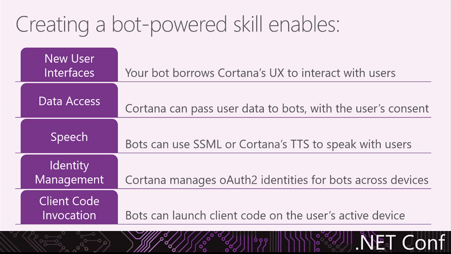Right. We talked a little bit about what creating a bot-powered skill enables. We talked a little bit about new user interfaces. Things like how these bots borrow Cortana's interface to interact with users. The bartender bot borrowed Cortana's UI to show that card, that square, right, with the drink information on the screen. You can also ask for user data from Cortana's notebook. Cortana's notebook is where she stores all of her information that she knows about you, and with your consent, she can pass it on to skills.